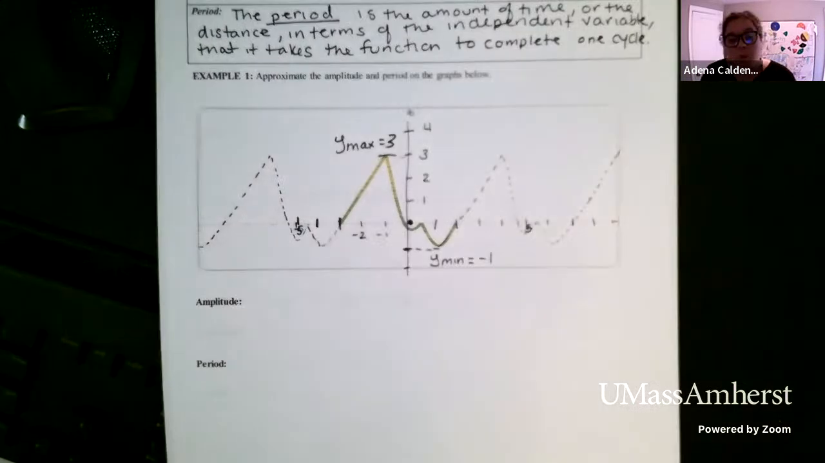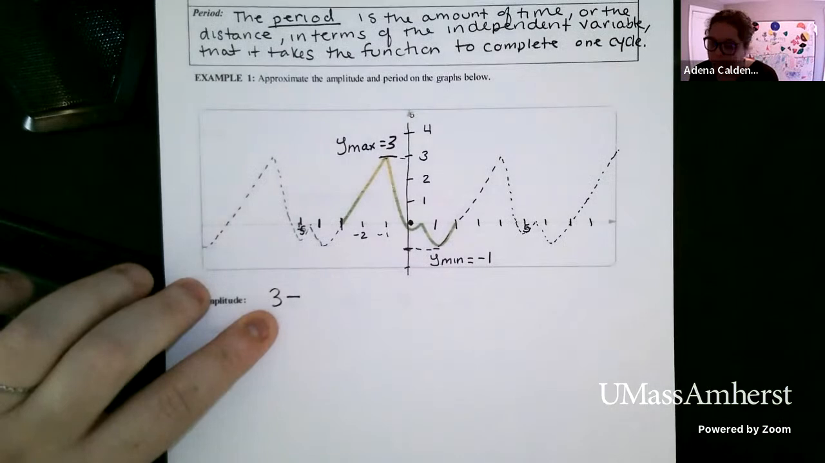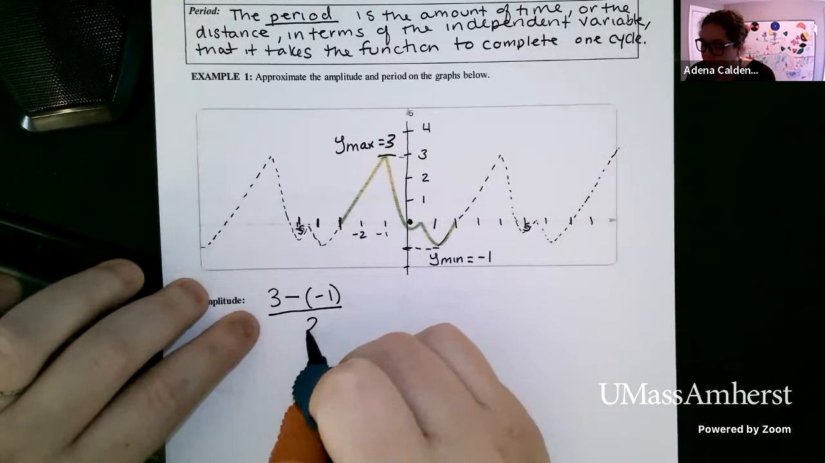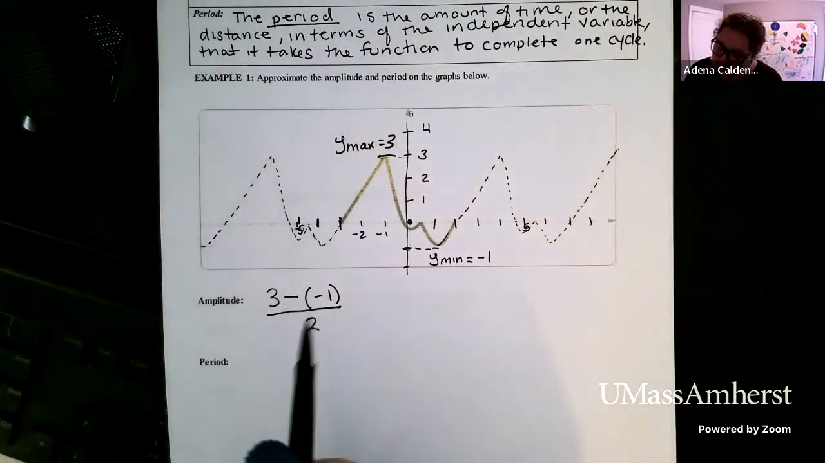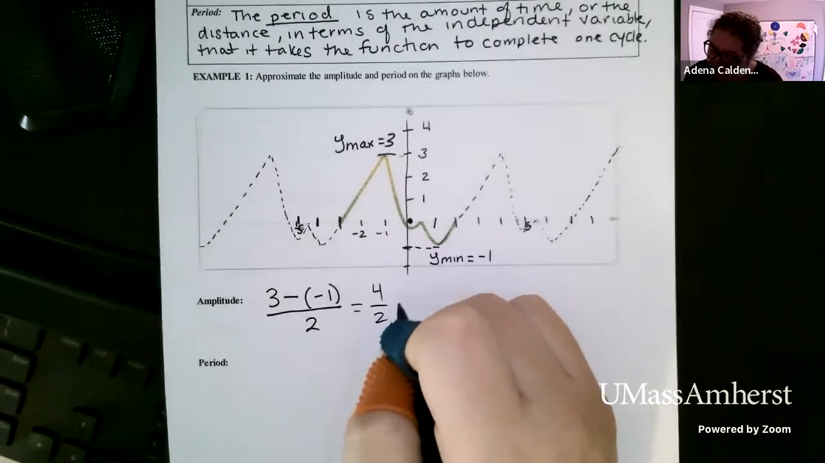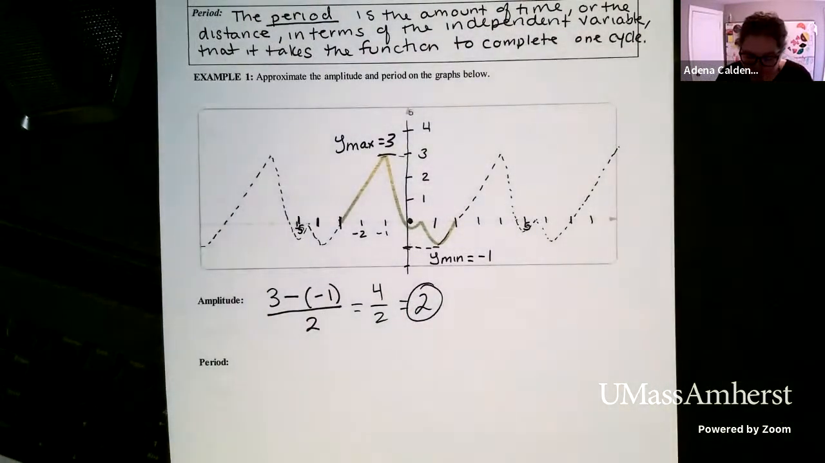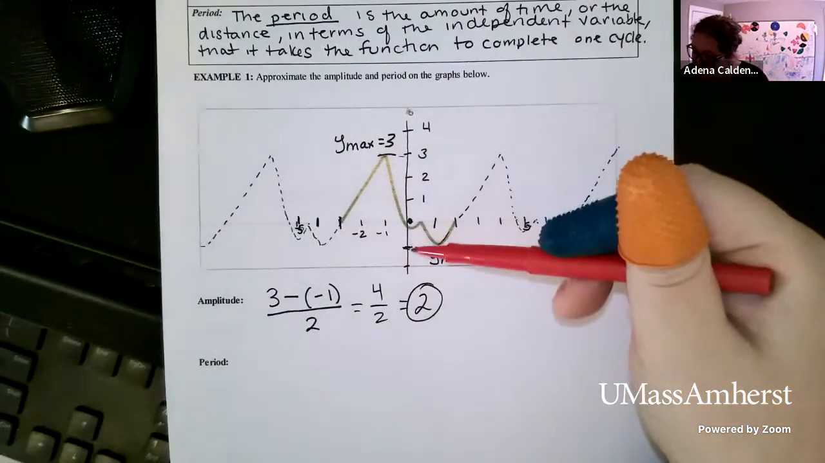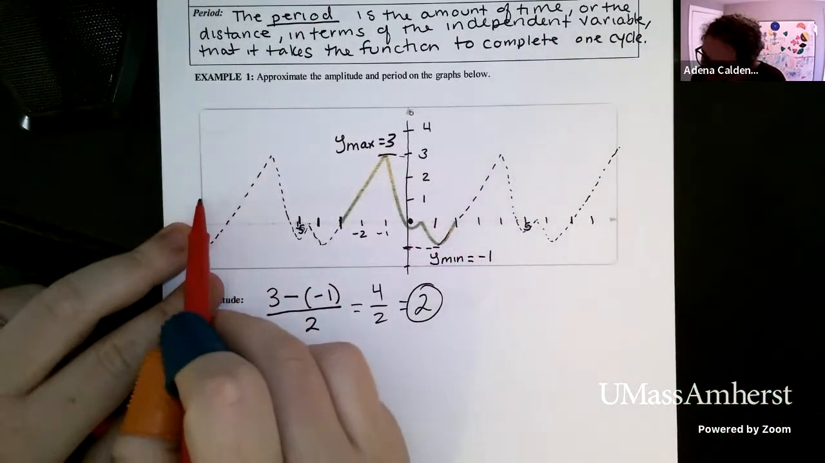So y min equals -1. So to get the amplitude, I'm going to take the y max, which was 3, minus the y min, which is -1, and divide by 2. So we have to be careful with negative numbers. If you subtract the negative, the minus signs cancel each other. So we get 4/2, which gives us an amplitude of 2. So what does that mean in practical terms? Well, again, if we had the midline, which is exactly halfway between the maximum and minimum value, that would be here.